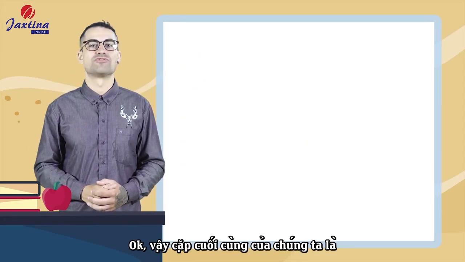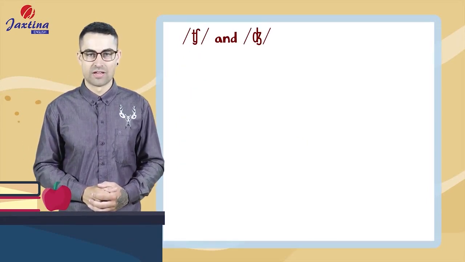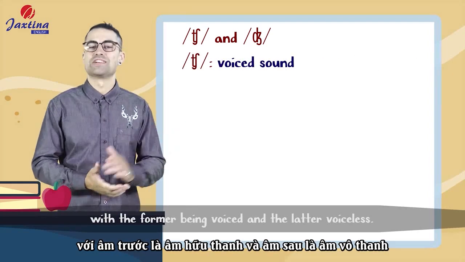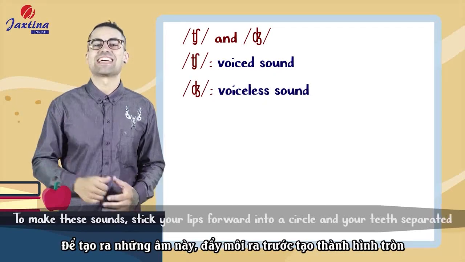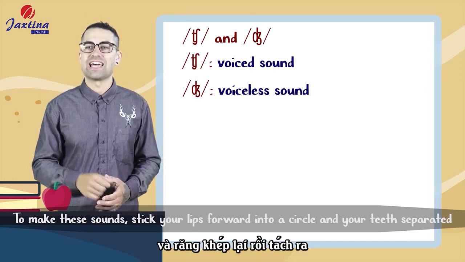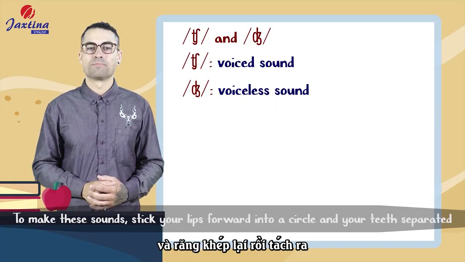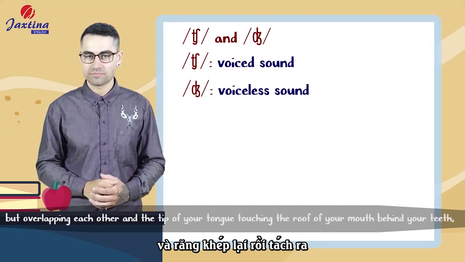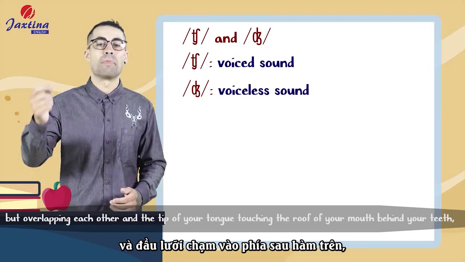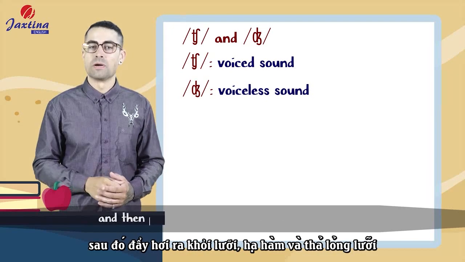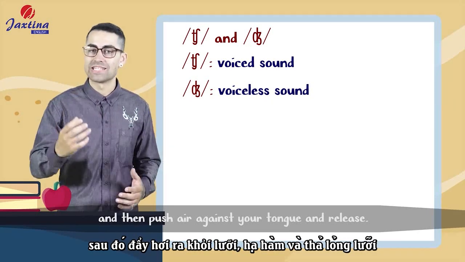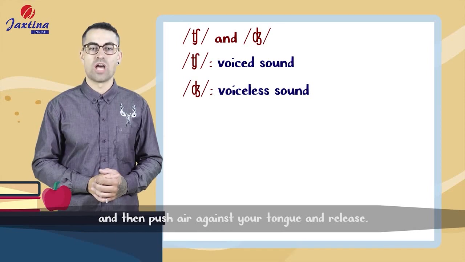Okay, so our last pair is ch and ja. Ch and ja, with the former being voiceless and the latter voiced. So to make these sounds, you need to stick your lips forward into a circle and have your teeth separated but overlapping each other, and the tip of your tongue touching the roof of your mouth behind your teeth, and then push air against your tongue and drop your jaw, release your tongue. So, cha and ja.